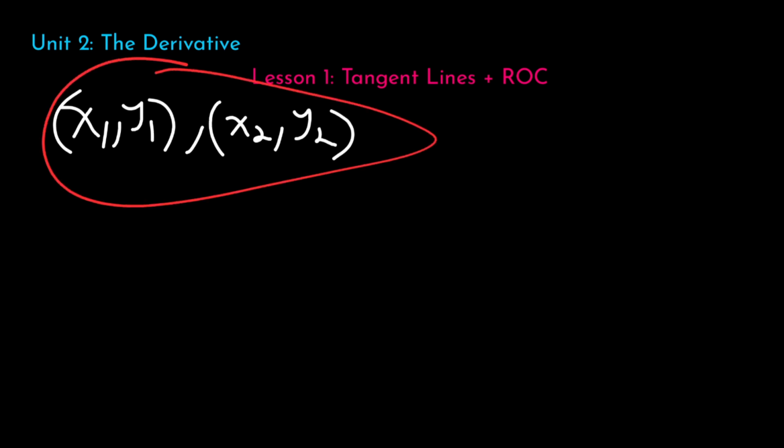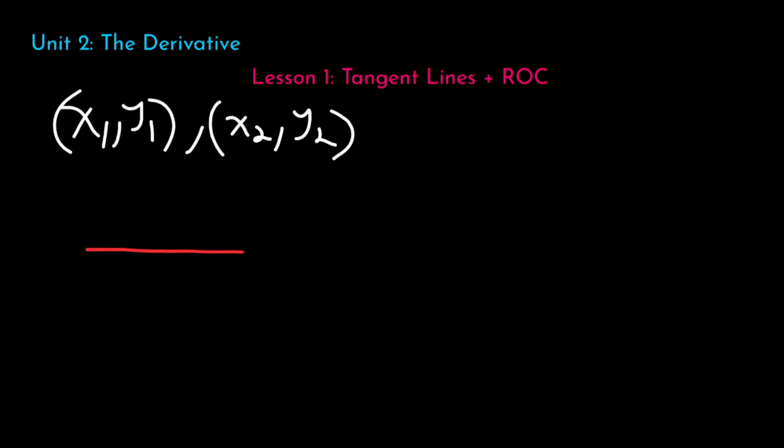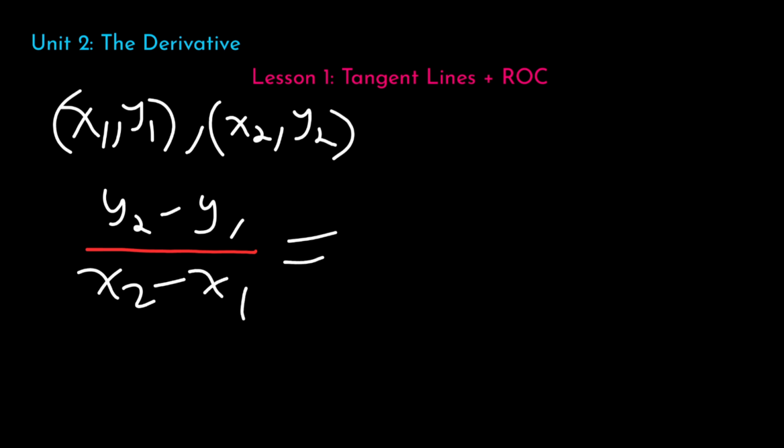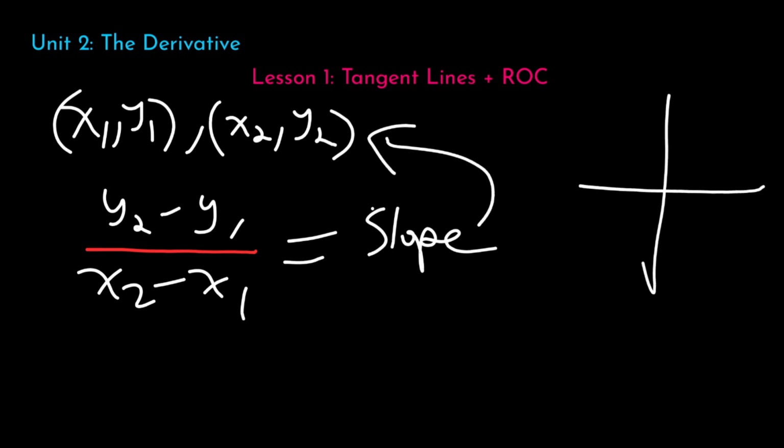Now what are we going to do with these? We're going to set up a little fraction. So we're going to have our y2 minus y1 over x2 minus x1, and this is going to give us our slope from these 2 points. So if we have a point here, it's going to calculate our slope between those 2 points.